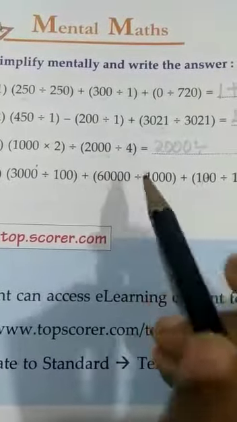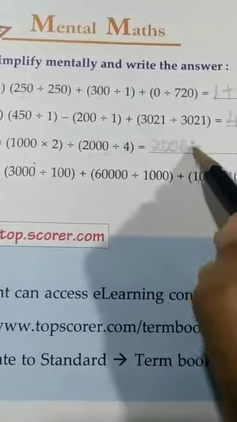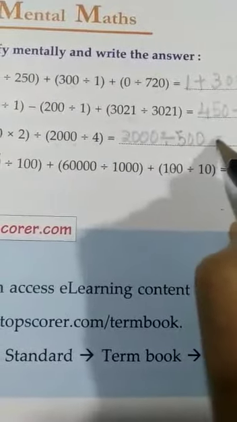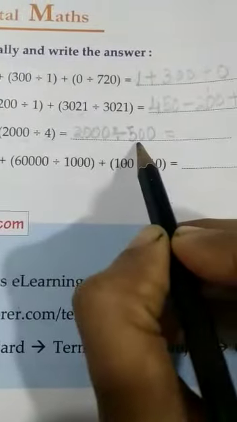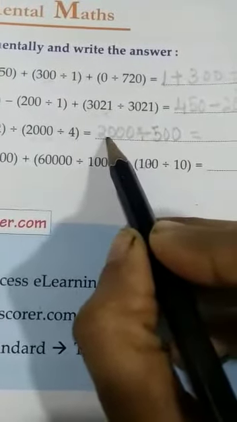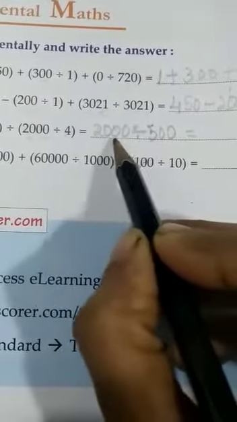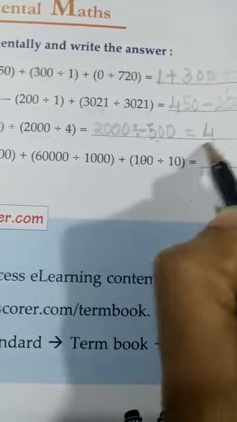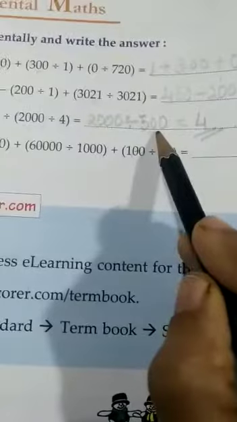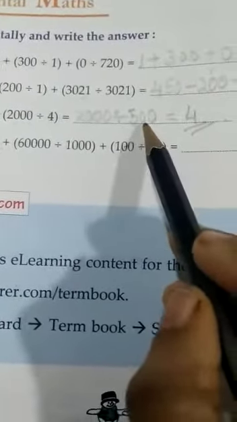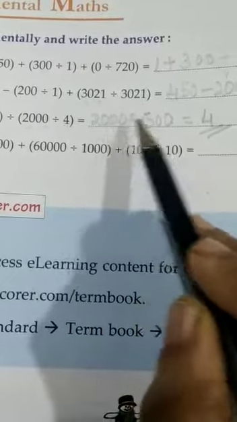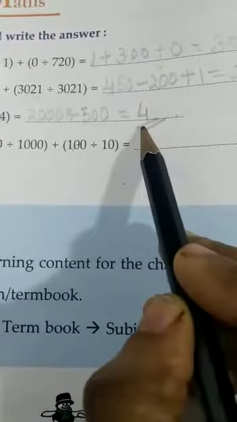Two more zeros you will have to add. Okay, so divided by 500. That means again, 2000 divided by 500 is coming, which means 20 by 5, same answer you will get. 20 by 5 is what? 4. So you will get the answer as 4. Okay, 500 into 4 will give you 2000. That means 2000 divided by 500 will be 4.